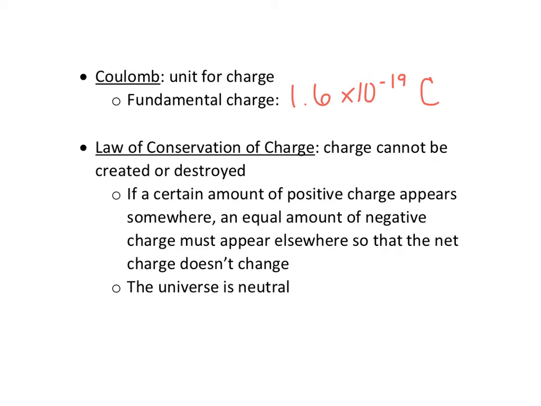We use it very rarely in equations. Okay, the law of conservation of charge. Just like energy, charge cannot be created or destroyed. So if you have a positive charge appearing somewhere, you need a negative charge appearing somewhere else so that your net charge does not change. What does that mean? If there are equal numbers of protons and electrons, it means the universe as a whole is neutral. The universe isn't positive, it isn't negative, it is neutral. So, conservation of charge: charge can move, but it can't be created or destroyed.